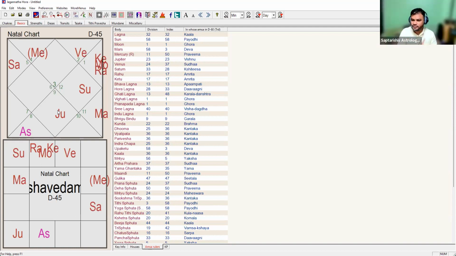The same thing is possible in D1. Now in D1 the problem is one planet is showing you many things. Correct. Now to narrow down and give you more clarity, we have divisional charts. This is the application of divisional charts. This is why we need divisional charts.